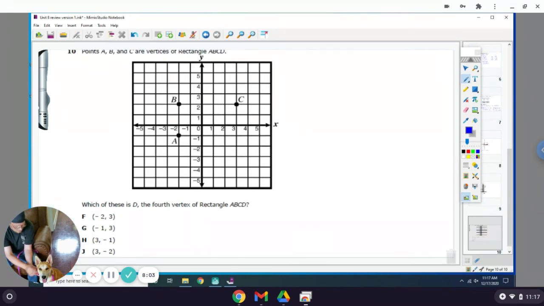Okay. Points A, B, and C are vertices of rectangle ABCD. So which one would be the fourth? So the fourth one would be right here, which would be 3, -1.